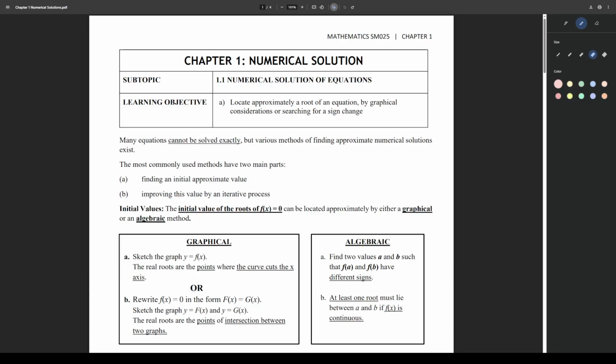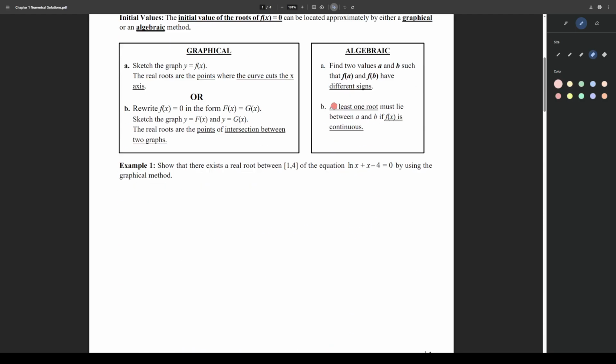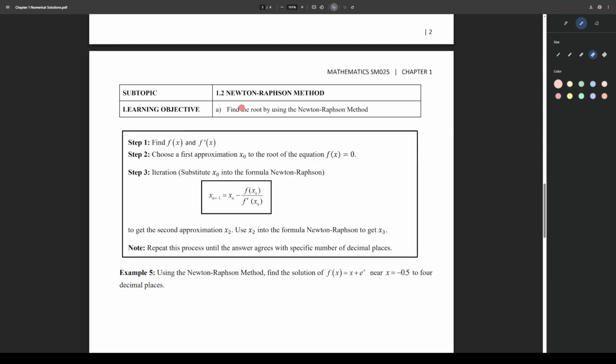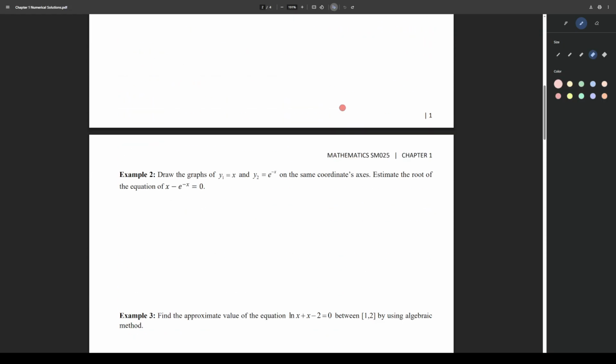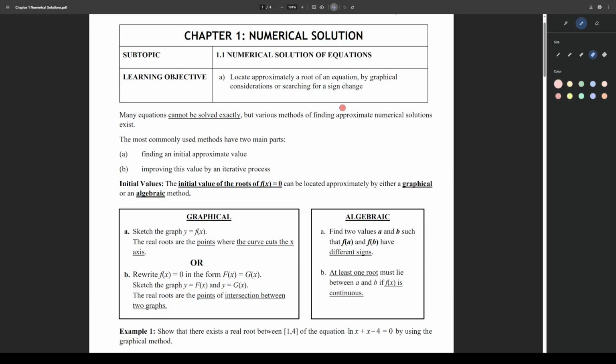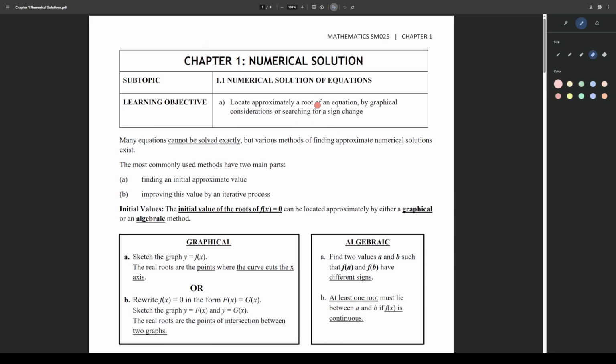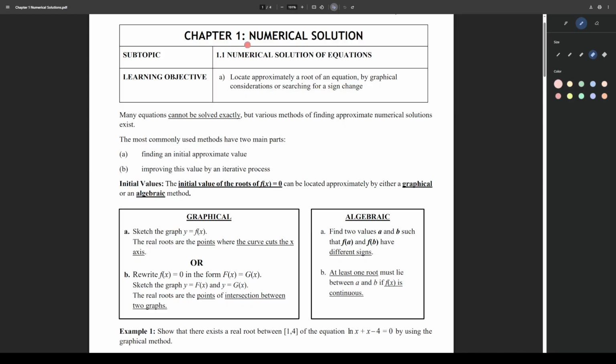Right, so we're going to look into chapter 1, Numerical Solution, the first chapter for your second semester mathematics. There are two subtopics for chapter 1: 1.1 Numerical Solutions, and 1.2 Newton-Raphson Method. So this is just a small chapter, only two subtopics. In this chapter, you're going to learn how to locate approximately a root of an equation by graphical or searching for a sign change. Ini kita panggil algebraic method lah.